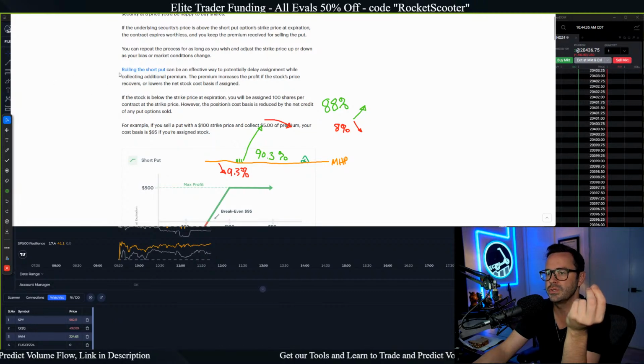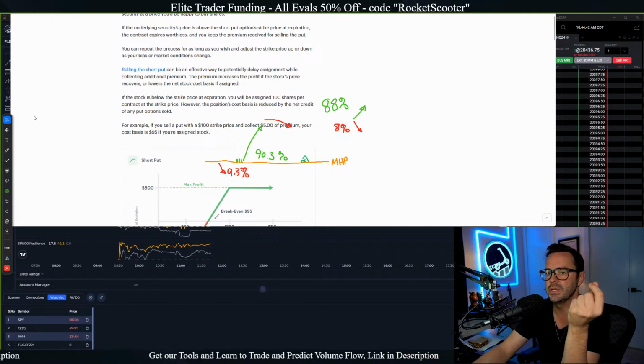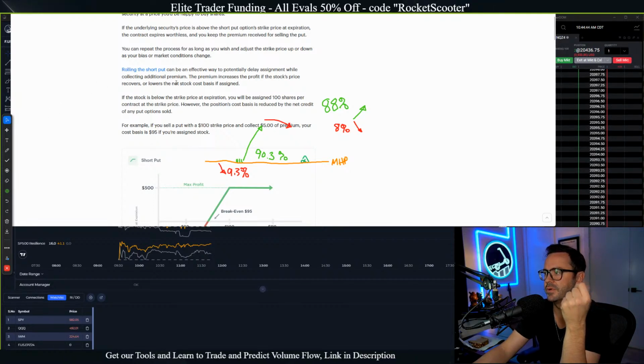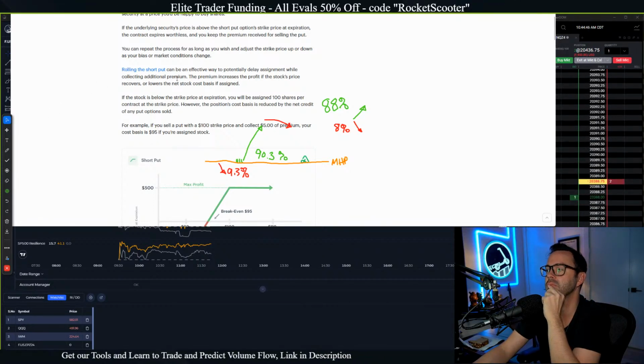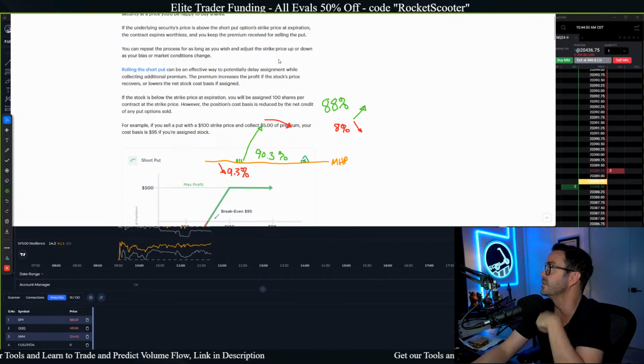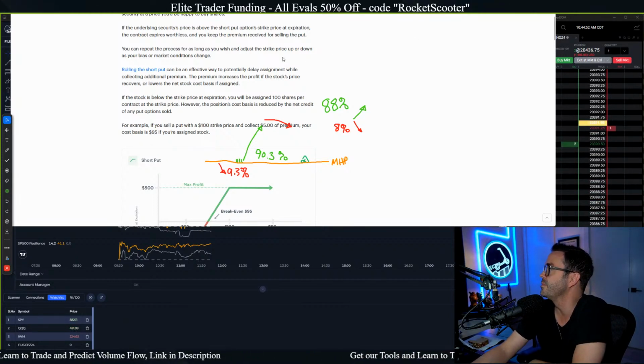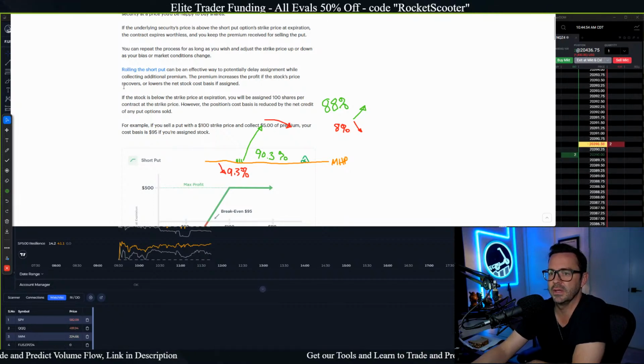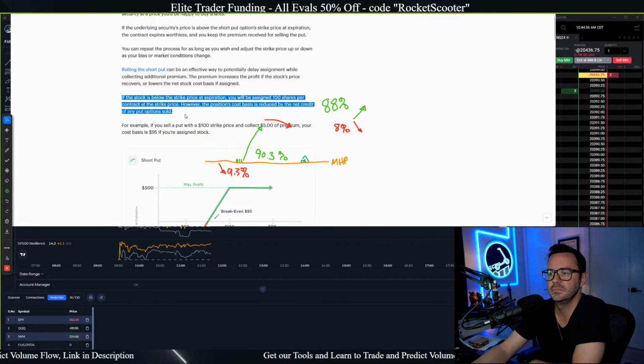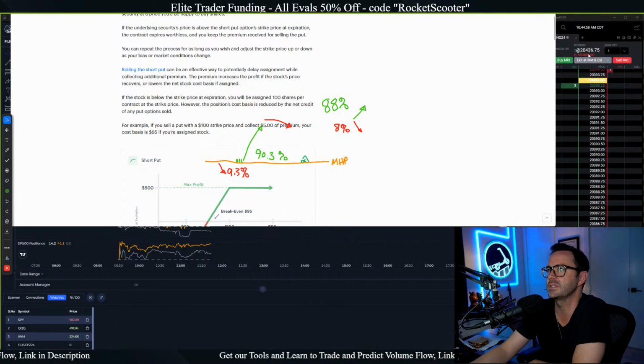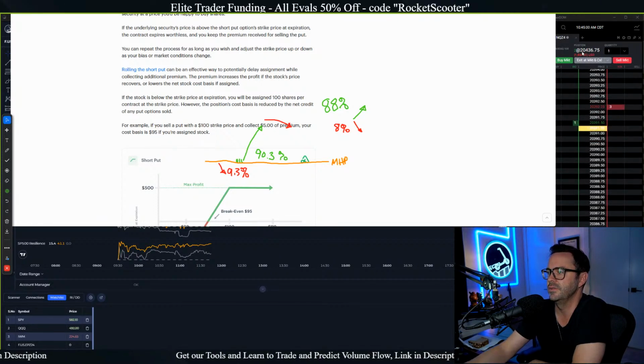You can roll the short put forward. Maybe that's where the wheel comes from. So essentially, you just keep pushing it further and further out in time. I don't think this is going to work today. I'm back to break even on this guy. I'm at 300 bucks, 400 bucks, something like that. But this is going to be like 6,000, 7,000. It goes where it needs to go.